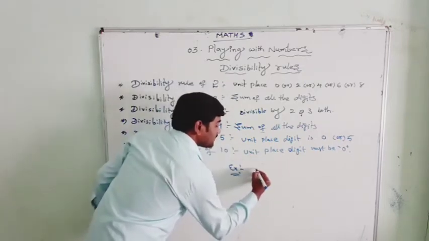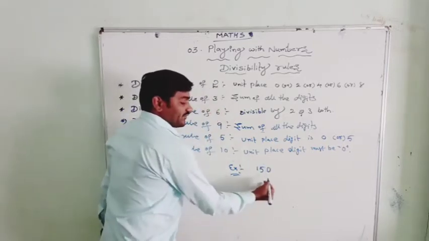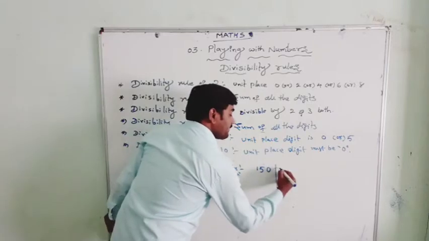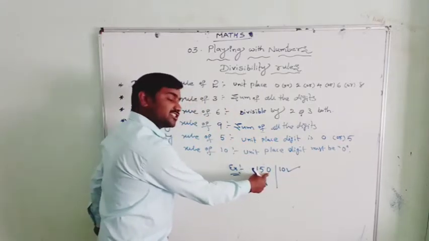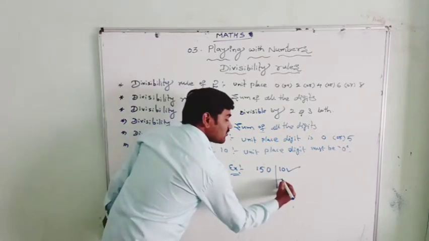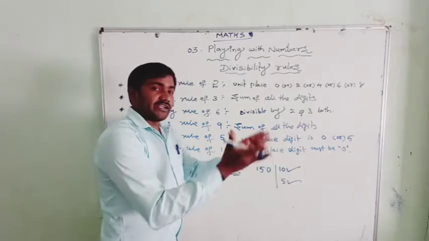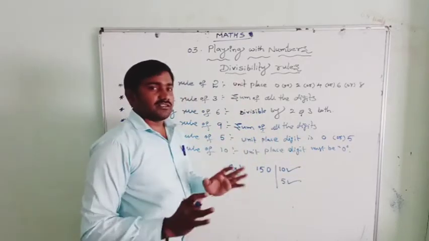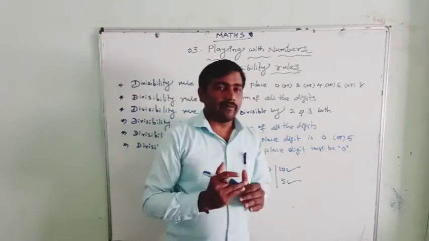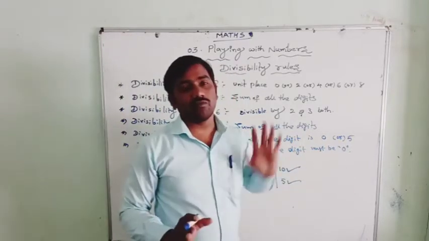Suppose, for example, 150. This 150 is divisible by 10. Yes, it is divisible by 10 because the unit place digit is 0. So, is it divisible by 5? Yes, it's also divisible by 5. If a number is divisible by 10, it's also divisible by 5. We need not check once again. Suppose the number 150 is divisible by 10, we need not check whether it is divisible by 5 or not. Definitely it will be divisible by 5.